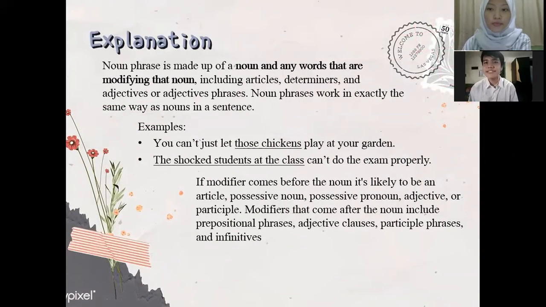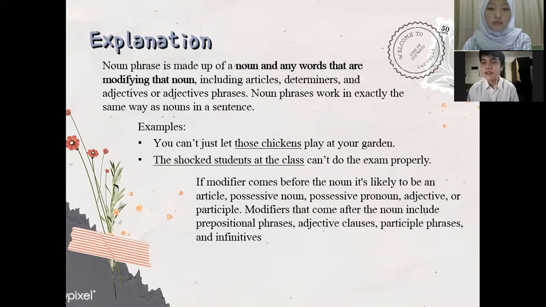So, noun phrase is made up of a noun and any words that are modifying that noun, including articles, determiners, and adjectives or adjective phrases. Noun phrases work in exactly the same way as nouns in a sentence. For example, you can't just let those chickens play at your garden. The shocked students at the class can't do the exam properly.